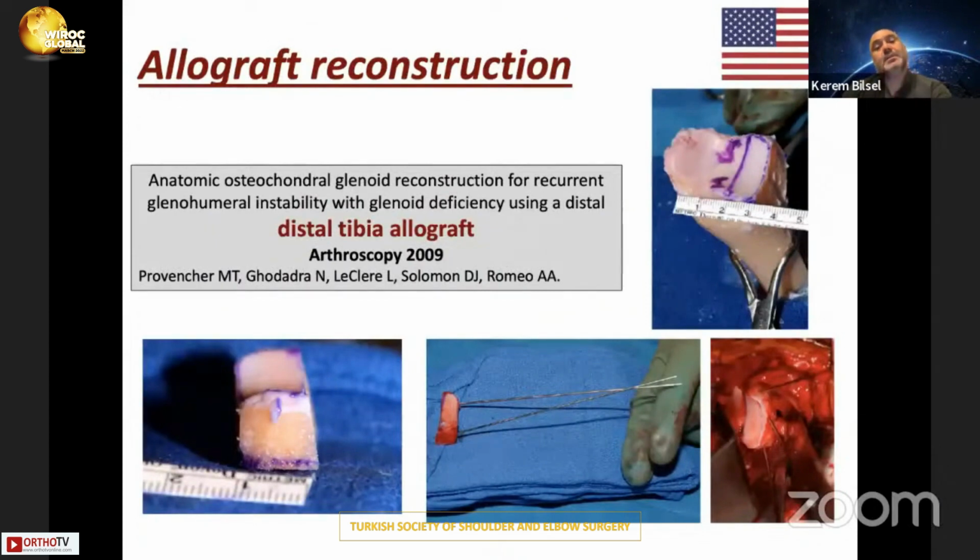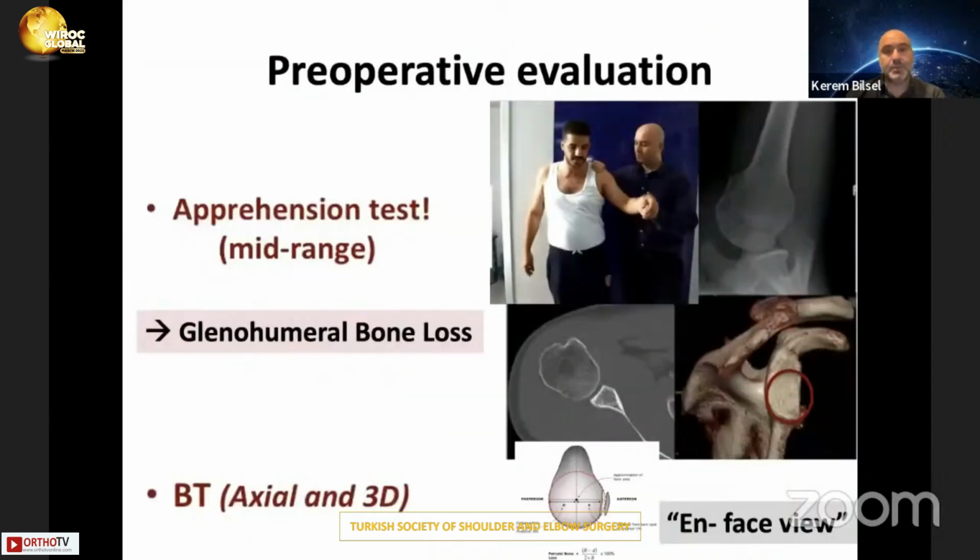In America, the USA, they can use allograft frequently. In our country, we cannot use, and we cannot find easily the allograft options. And especially Tony Romeo and Matthew Provencher from Chicago, they use distal tibial allograft and give satisfactory results with the tibial allograft, but I don't have any experience about the allografts.